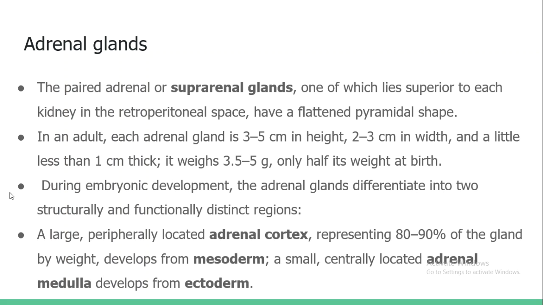During embryonic development, the adrenal gland differentiates into two structurally and functionally distinct regions. A large, peripherally located adrenal cortex, representing 80 to 90% of the gland by weight, develops from the mesoderm. A small, centrally located adrenal medulla develops from the ectoderm.